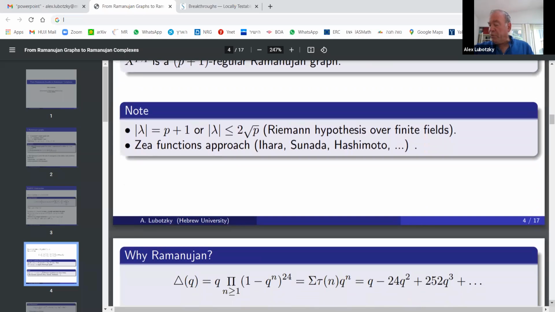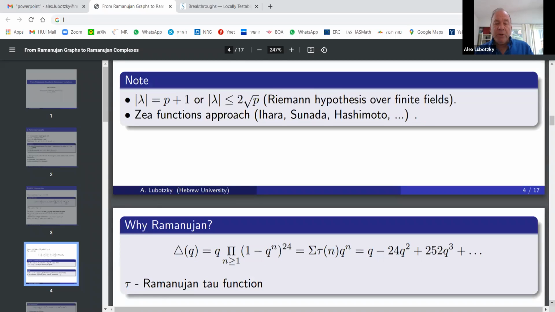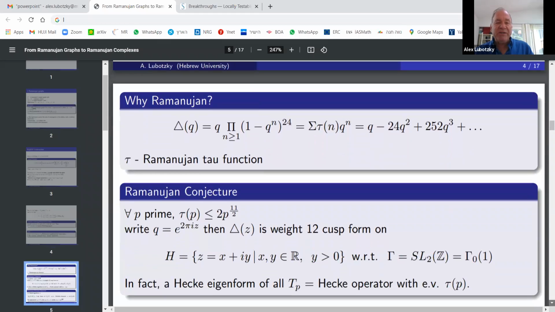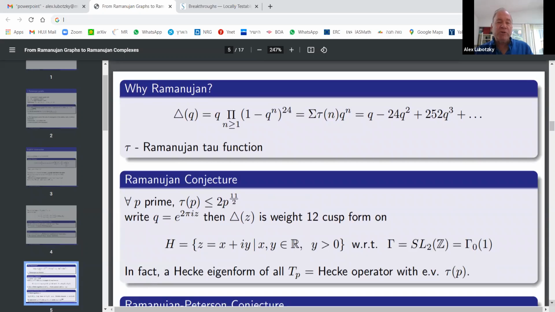Now I want to say a few words, because it's a number theoretical seminar, usually I skip this part. I want to explain why this is Ramanujan. Where does the name Ramanujan come from? As far as I know, Ramanujan had some interest in combinatorics, but he didn't have any interest in graph theory. The reason that at the time we called this graph Ramanujan is, let me explain why.